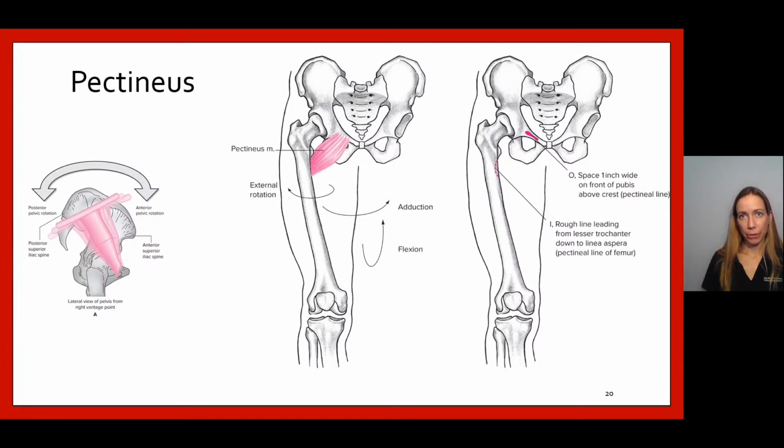At the hip, so again, if we assume that our origin point is the more stable, then it's going to assist with flexion. It's also going to assist with other medial muscles and adduction and external rotation as well. On the other hand, if our insertion point is more stable, then it's going to give us that anterior tilt, similar to our other muscles, which are located in the anterior region.